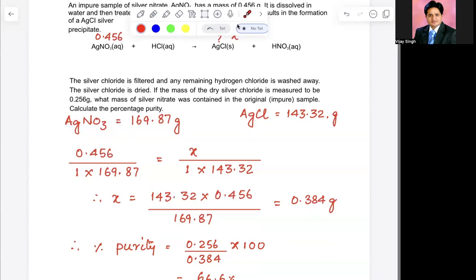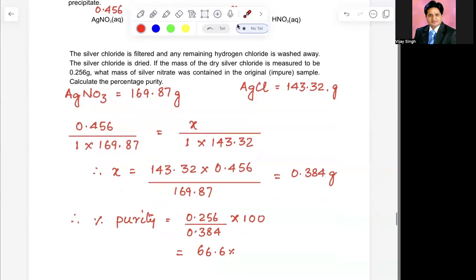Now the percentage purity: the mass of the dry silver chloride is 0.256 gram. So 0.256 gram divided by 0.384 multiplied by 100 will give you the percentage purity. And that comes out to be 66.6%.